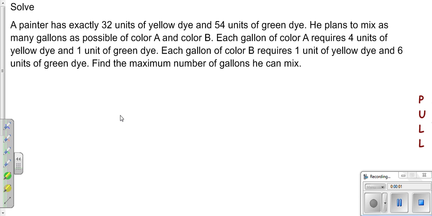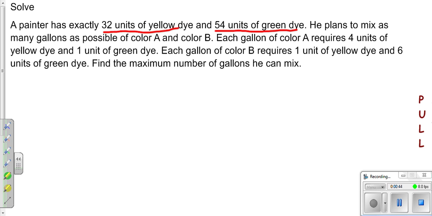Well, as we look at this problem here, we really have limitations on how much yellow we can have and how much green we can have. We have some yellow that is used in making each gallon of A because it requires 3 units of yellow. And also we have some yellow that's used in making color B, which is 1 unit. With our restriction on the green, some of that green is used in the A, and some of that green is used in the B.